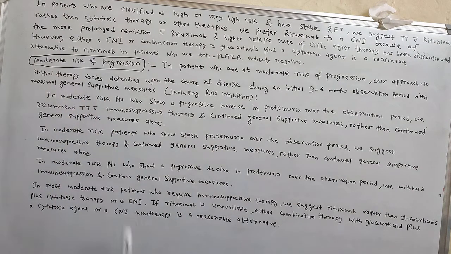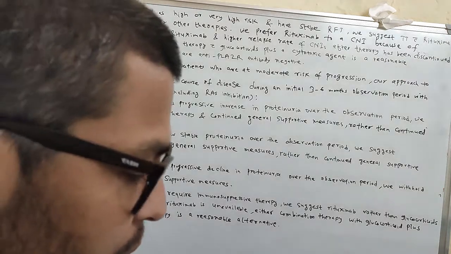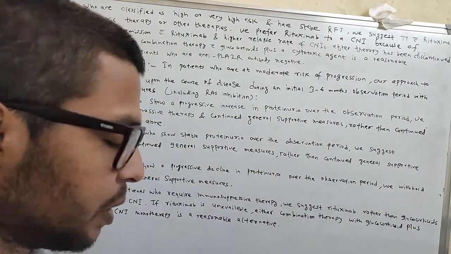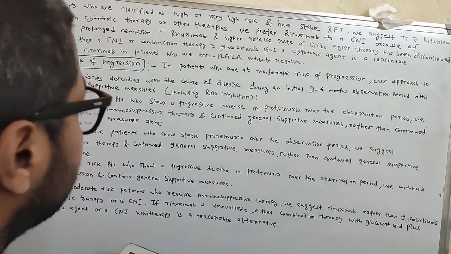Now we are going to discuss moderate risk of progression, and last we will discuss low risk of progression. Okay, so patients at low risk of progression do not require immunosuppressive therapy and can be managed with observation and general supportive measures only. Such patients generally have an excellent long-term prognosis and often undergo a spontaneous or complete remission.